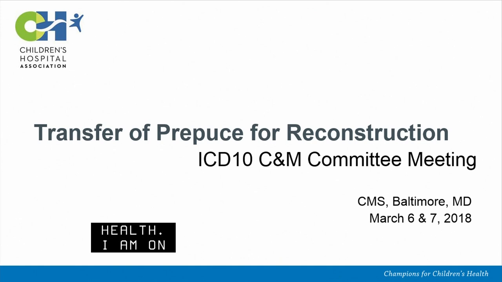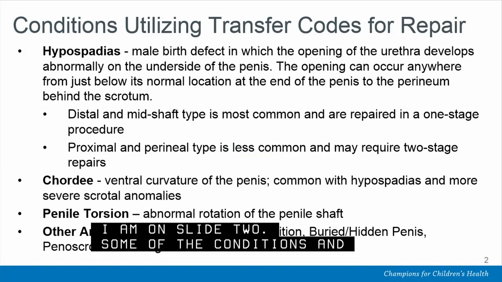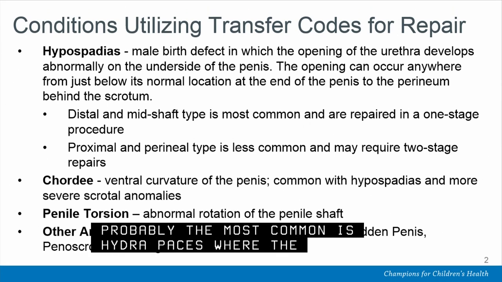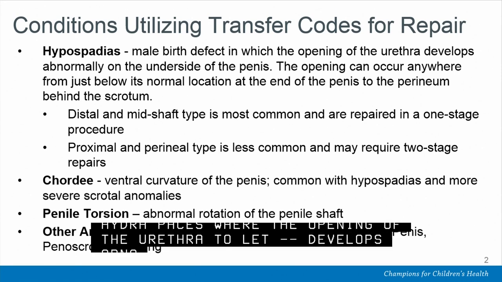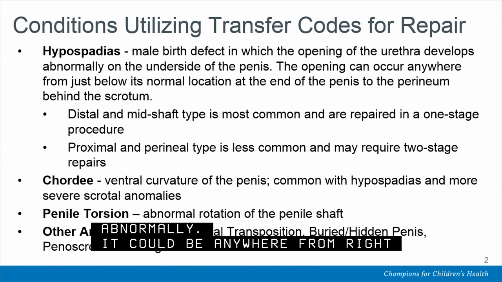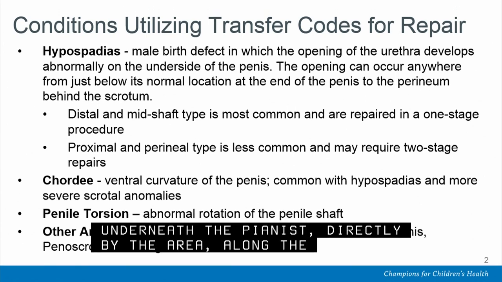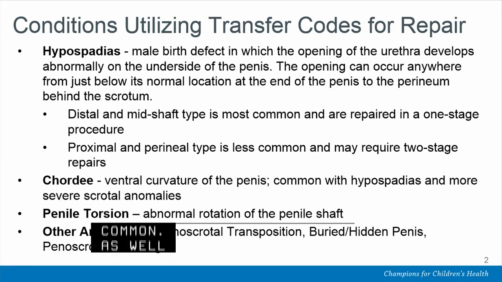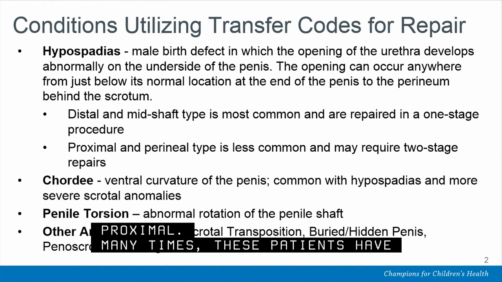Some of the conditions, and probably the most common, is hypospadias, where it's just a male birth defect where the opening of the urethra develops abnormally, usually on the underside of the penis. It could be anywhere from right underneath the penis, directly by the perineum area, all the way out along the shaft. Distal and mid-shaft type is the most common, as well as it can be more proximal. Many times these patients also have a chordee, which is a ventral curvature of the penis that has to be repaired at the same time.